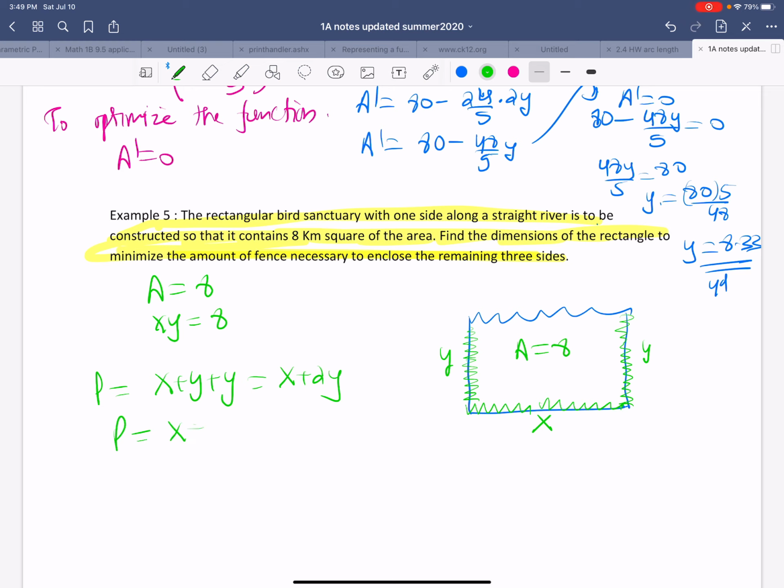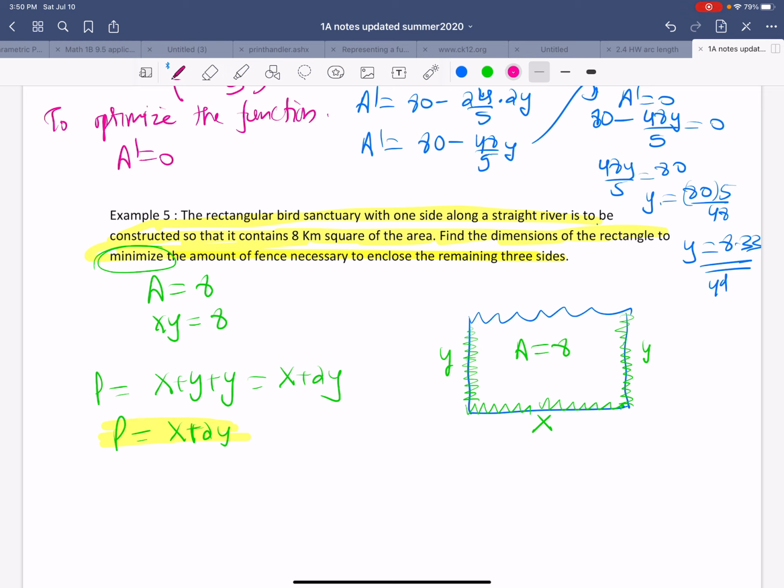So this is the function that I want to minimize or maximize. It's very important to realize which function you want to maximize or minimize. In this case, I want to minimize this function. I want to find the smallest length of fence that I need. Small perimeter, okay? So p is equal to x plus 2y.